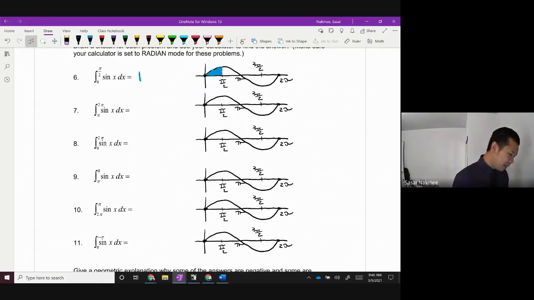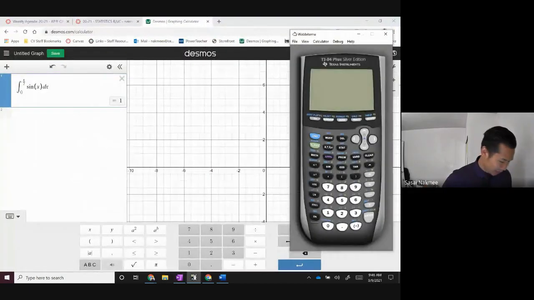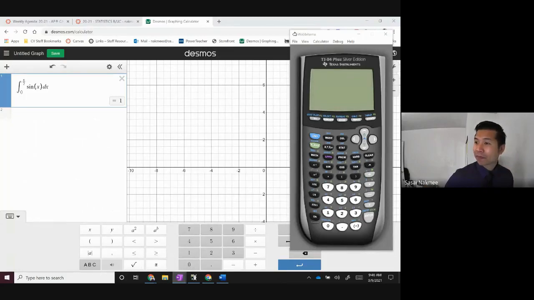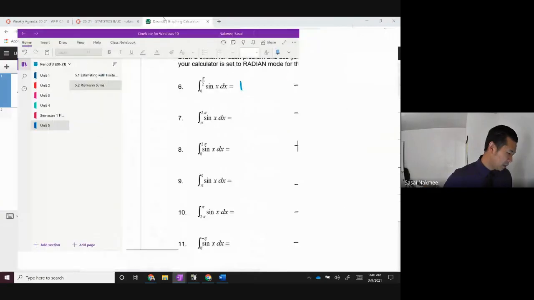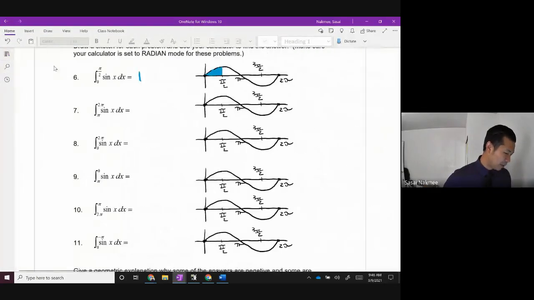For number 7, you're calculating the area from pi. And now that I've done that, my OneNote is lagging. All right, let's try this again. Hold on a second here. There we go.